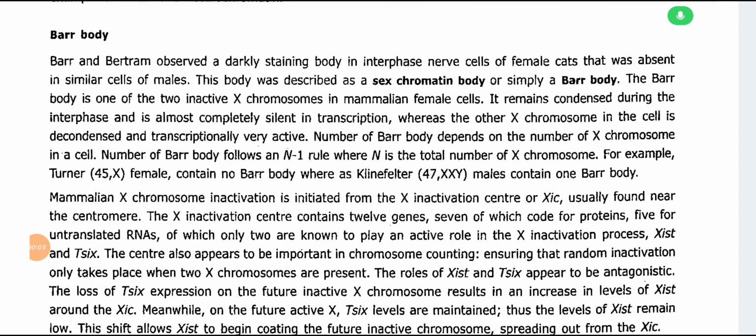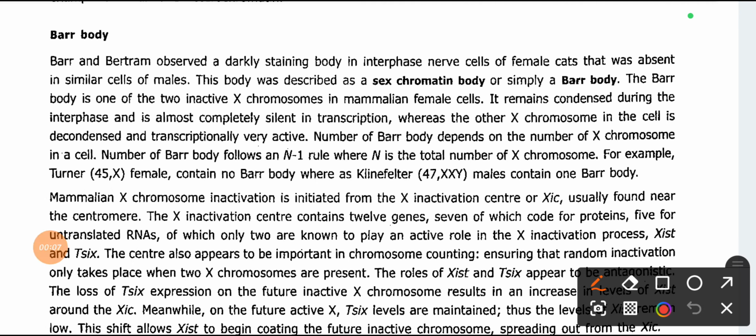We'll talk about Barr body formation. In Barr body formation, what you need to know is that this was observed. The Barr bodies are observed as darkly stained bodies in interphase nerve cells, and they were found in interphase nerve cells of female cats, which was absent in similar cells of males. This body was described as sex chromatin body or Barr body.